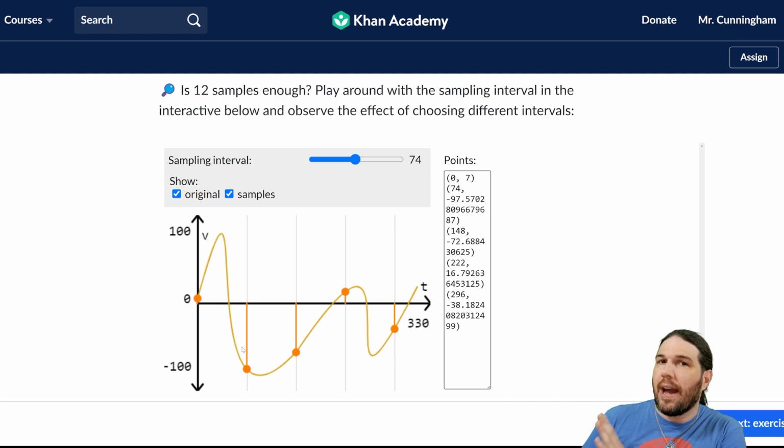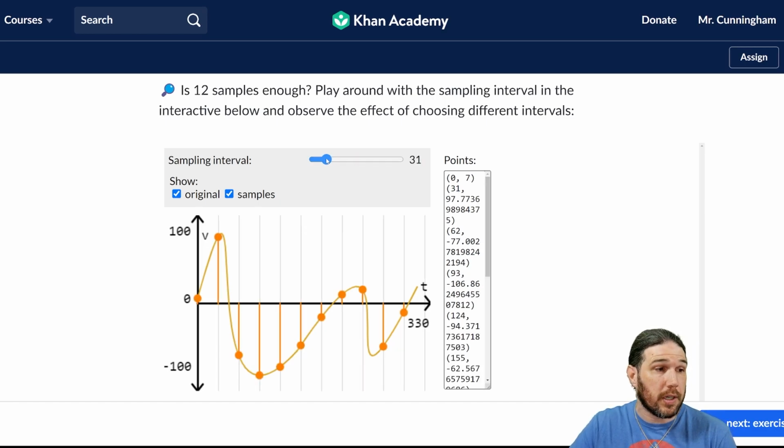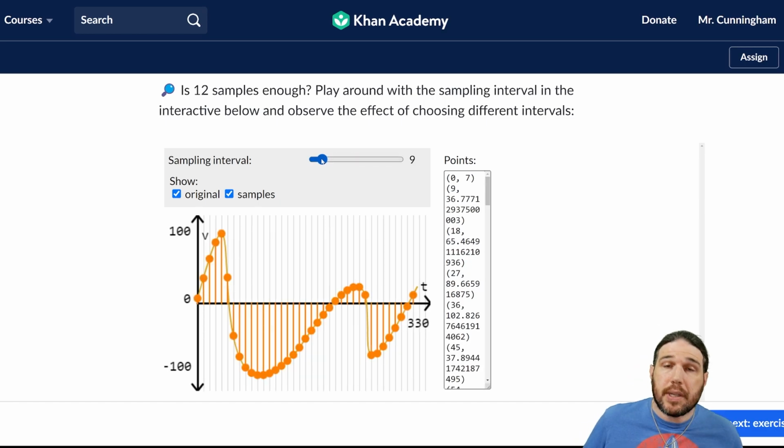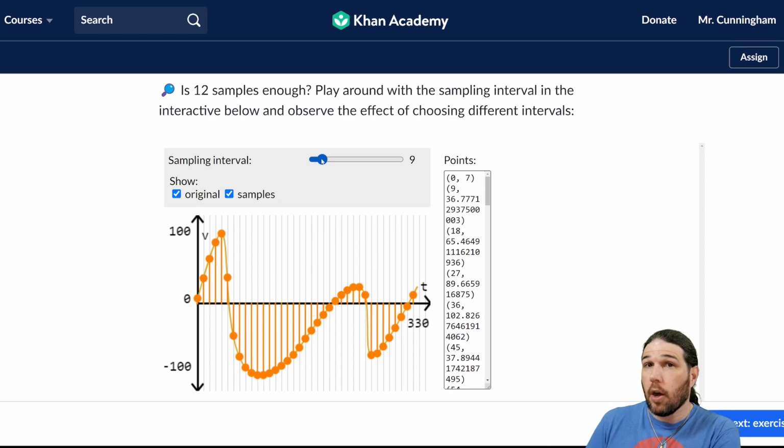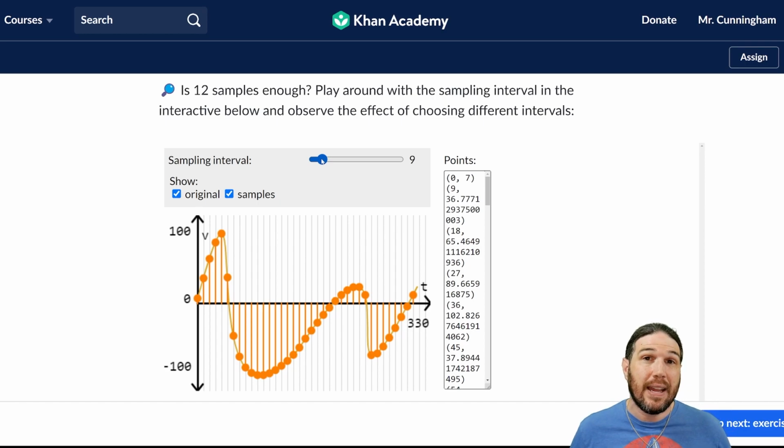So when you have a sampling interval that's too long, you really lose out on a lot of the detail. If I make the sampling interval really short, well, now you can see, once again, if you pretend that you can't actually see the yellow curve, you can only see the orange dots, that's pretty close to the actual curve if you were just looking at those points.